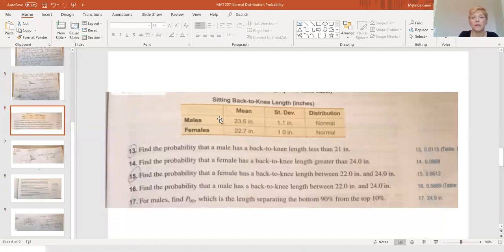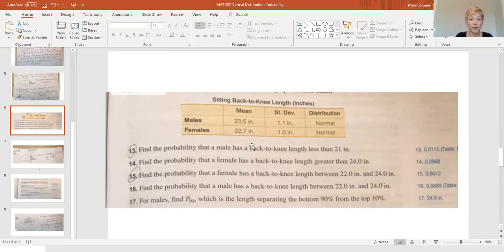Males and females, it's going to tell you in the directions, their distance from their back to their knee when they're sitting. Like when you're sitting in a chair, from your back out to your knee, if you took a ruler and measured that, that's normally distributed. But men and women are different heights, so it's different numbers for men and women. Notice, males have an average of 23.5 inches. Females, that average distance is smaller, 22.7. There's the standard deviations that tell you it's normally distributed.